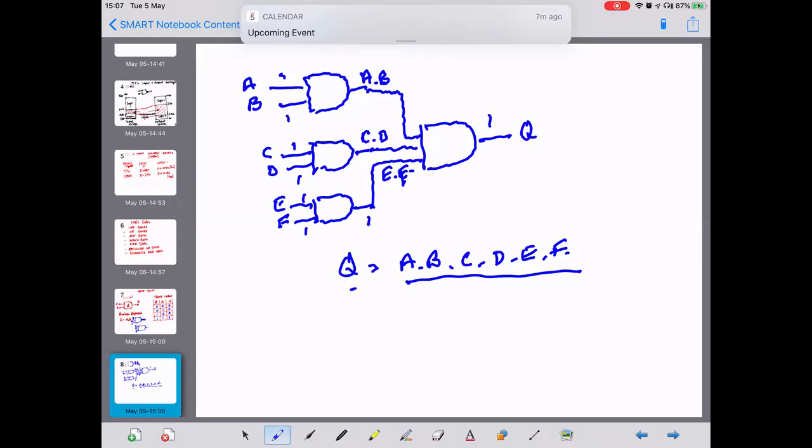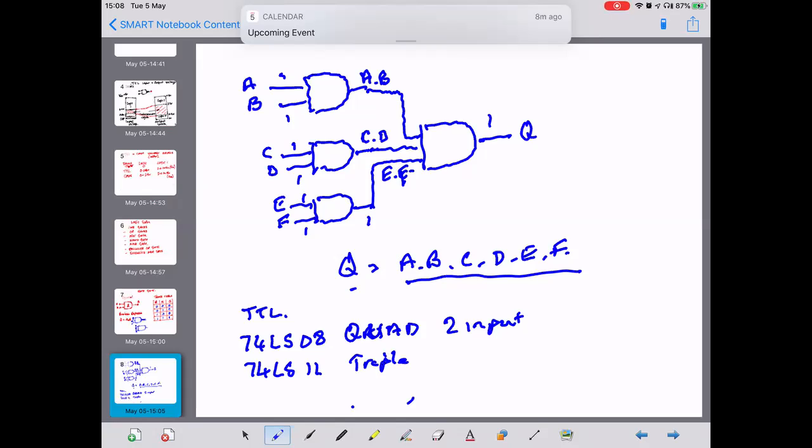Just to give you an example of what you can get in TTL, a 74LS08 is a quad 2-input. If you buy that chip, you get 4 2-input AND gates on it. A 74LS11 is a triple 3-input, so you get 3 3-input AND gates, and a 74LS21 is a dual 4-input, so there are 2 4-input AND gates on there.